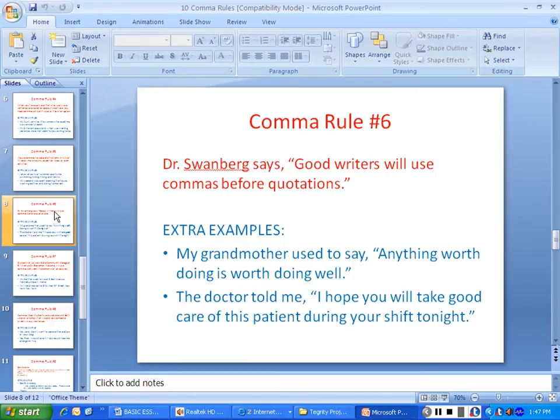Comma rule number 6. Dr. Swanberg says, "Good writers will use commas before quotations." You can see here that the quotations indicate that this is exactly what Dr. Swanberg said. The comma is used to separate it from the rest of the phrase. Extra examples. My grandmother used to say, "Anything worth doing is worth doing well." The doctor told me, "I hope you will take good care of this patient during your shift tonight."